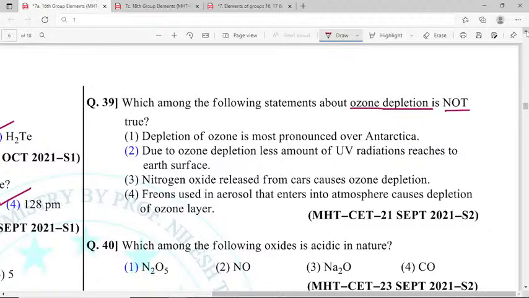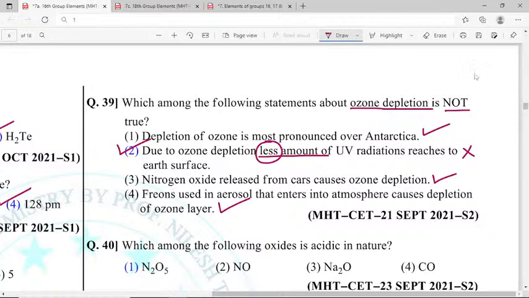Which among the following statement about ozone depletion is not true? Depletion of ozone is most pronounced over Antarctica. Yes. Due to ozone depletion, less amount of UV rays reach our surface. No, it is not correct. More, this is not less, more. Nitrogen oxide released from cars causes ozone depletion. Correct, nitrogen oxide, NO. CFCs used in aerosol that enter into atmosphere cause depletion of ozone layer. Yes, it is again correct.